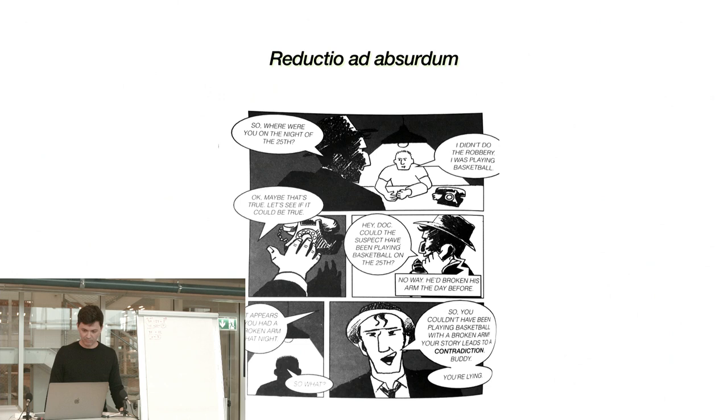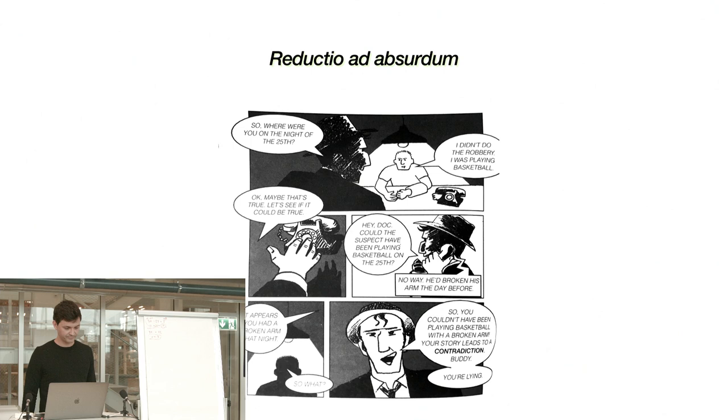So here's an example. A detective is inspecting a guy. He says, "Where were you on the night of the 25th?" He says, "I didn't do the robbery. I was playing basketball." And then he says, "Okay, maybe that's true. Let's see if it could be true." So he calls his doctor. He says, "Could this guy have been playing basketball on the 25th?" So he assumes the opposite, that he is right. And the doctor says, "No way. He has broken his arm the day before."